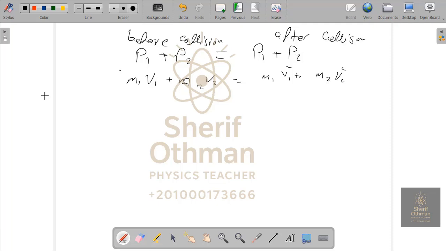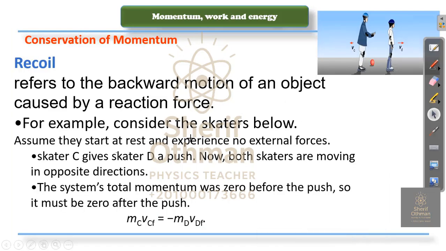If we say that the total momentum of the two objects before collision is 2 plus 5, so it equals 7, the total momentum after collision will be, for example, 3 plus 4 to represent also 7. The velocity of each of them changed, but the final total momentum is the same.